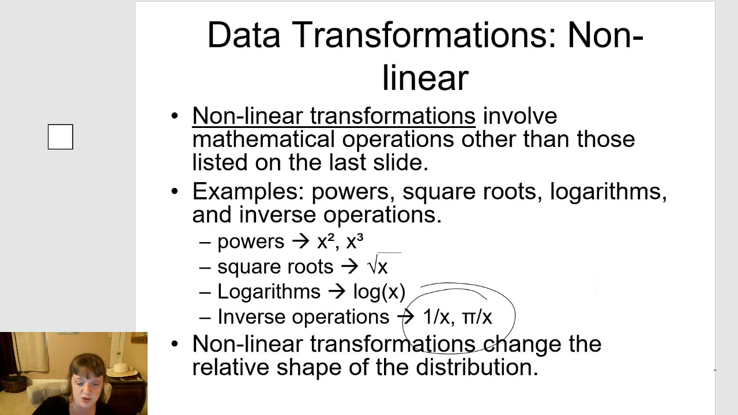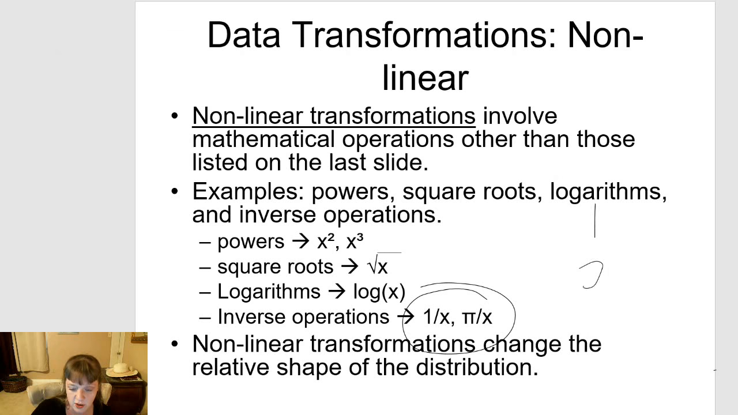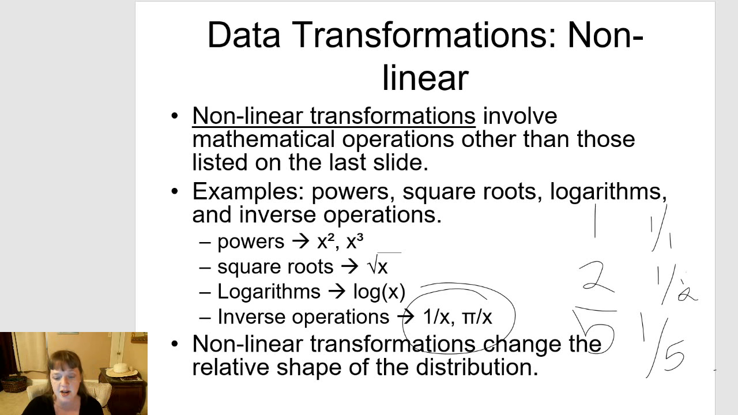But if I decide to do it differently, instead of dividing everyone's score by 2, if I take everyone's score and shove it into the bottom of a fraction, 1, 2, and 5, so I'm going to do the inverse operation, 1 over 1, 1 over 2, 1 over 5, that's not division, because I'm not taking 1, 2, and 5 and dividing by something. I'm taking all my x's and putting them into the bottom of a fraction. And that is the inverse operation, if you remember that from a previous math class. And that is a nonlinear transformation.